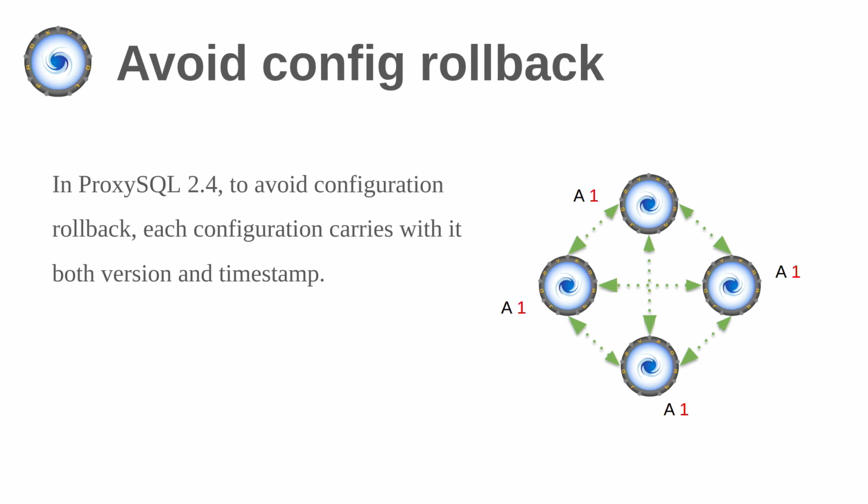So as I was saying, in 2.4, to avoid this configuration nightmare, we do not just synchronize the checksum and everything else, but also we synchronize the timestamp. So if there is a configuration change, we are also shipping the timestamp. The timestamp is when the configuration was created and not when it was applied.